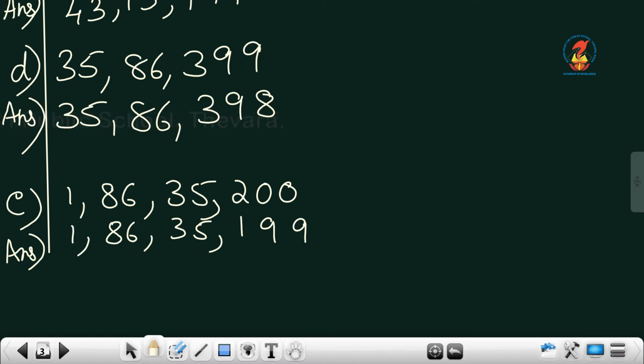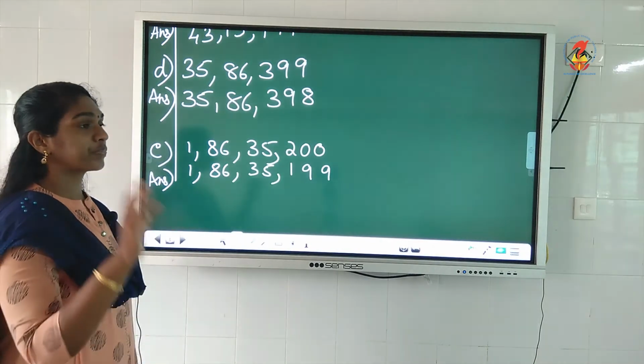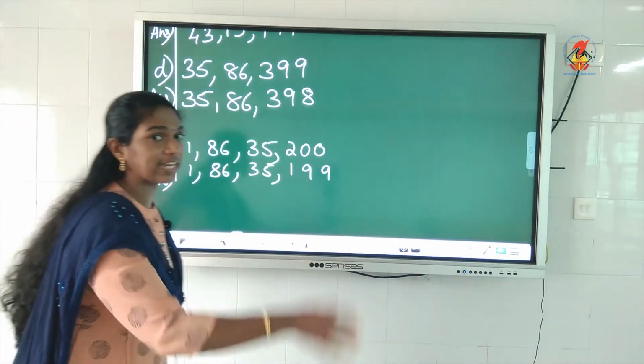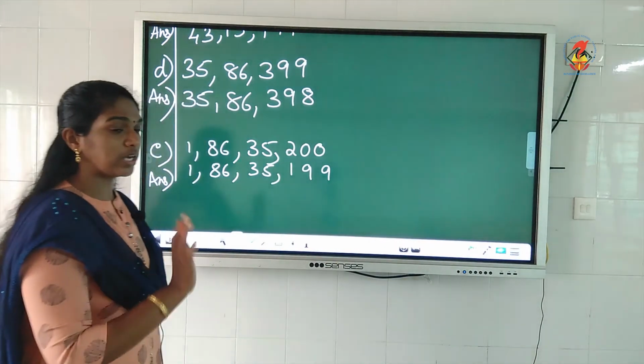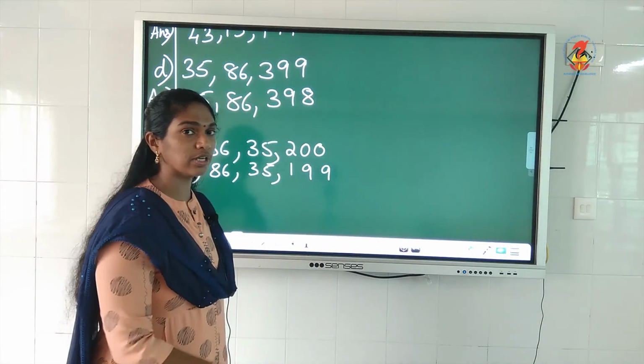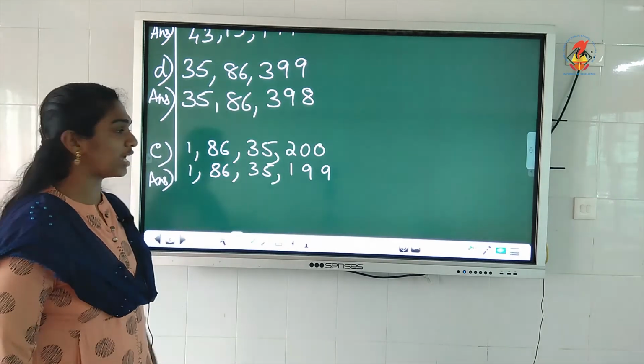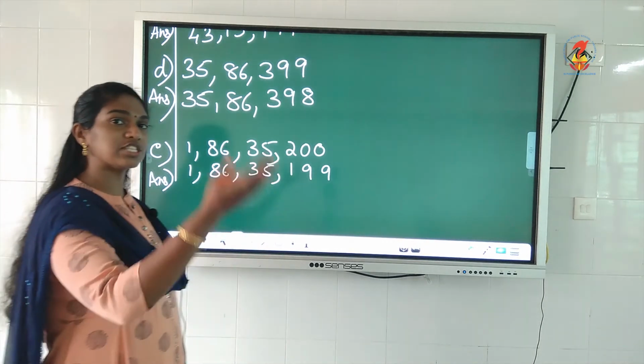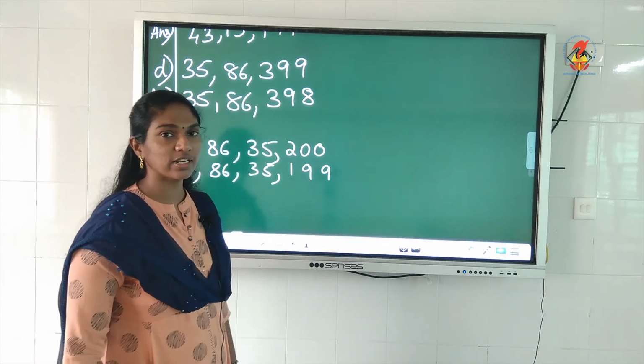1 crore 86 lakh 35,199. Clear, children? So only in predecessor, if you have zeros at the end of the number, those zeros will become as 9 and the number just before 0 will become 1 less.